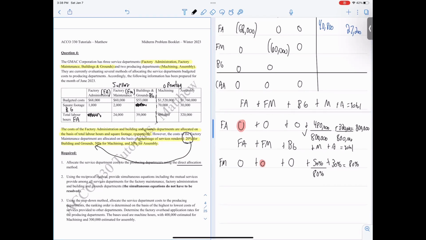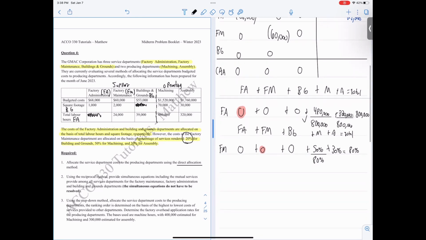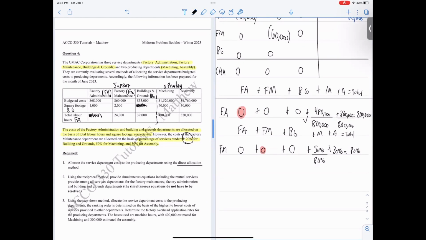So the reality is, guys, your total allocation only sums up to 80% when you're allocating factory maintenance. That was the trick on this question, which, like I said, is from a past exam. This is a past midterm. That threw off a lot of students because they're like, wait, it should add up to 100%. Well, not in this case, guys. Because you're ignoring the 20% allocating to building and grounds, because we're doing the direct method, the total's only 80%.